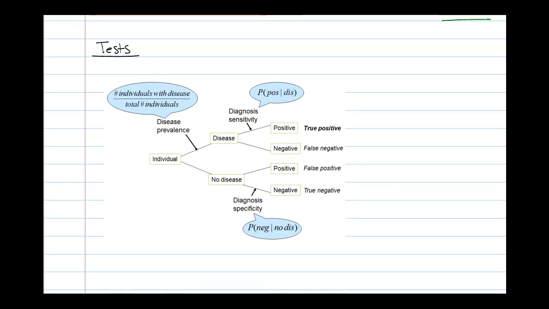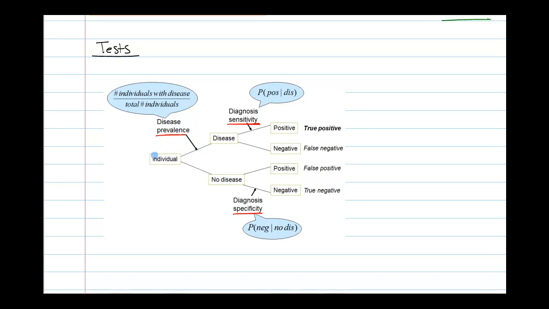Now a good idea would be to take a screenshot of this and put it into your notes, because there's a lot going on with this tree diagram and these tests. So first of all, some terminologies that we want to look at are disease prevalence, the diagnosis sensitivity, the diagnosis specificity, and then also what these mean in terms of probability. So disease prevalence is basically the percentage of people in a population who have the disease. To determine disease prevalence, we just take the number of individuals with a disease divided by the total number of individuals.